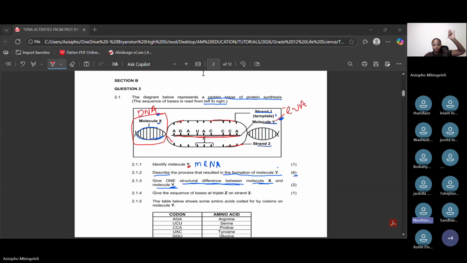Can I help, ma'am? Yes. Okay. So firstly, I say in mRNA it has only a single strand. The other one has a double strand, DNA. Then DNA has deoxyribose sugar and this one has ribose sugar. And RNA has the nitrogenous base uracil and the other one has thymine.